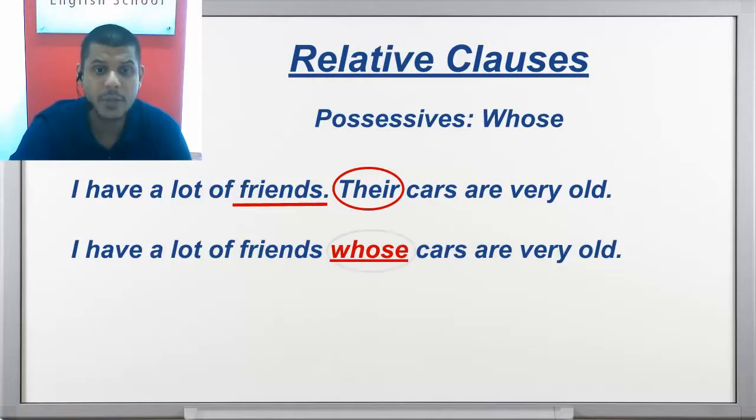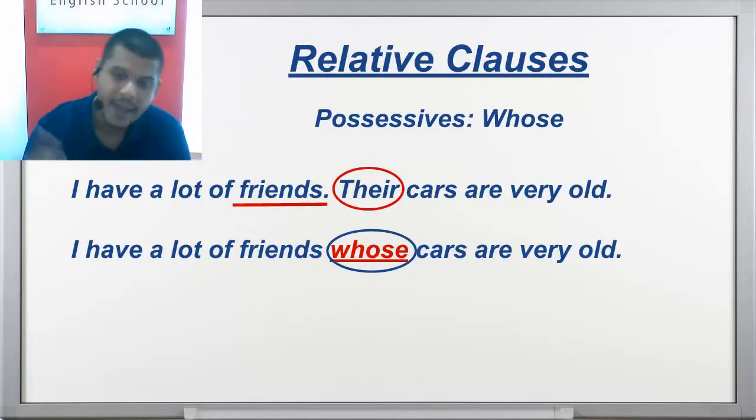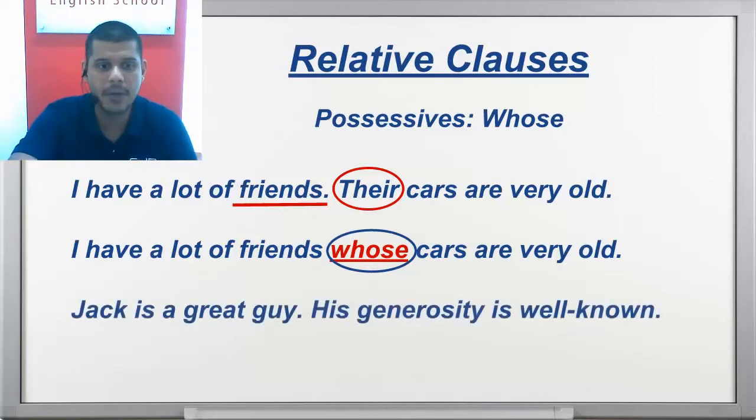Now, pay attention to my other example here. Actually, I have to finish this one first. I have a lot of friends whose cars are very old, right? Whose is substituting there. That's the idea, and I am putting the two sentences together.